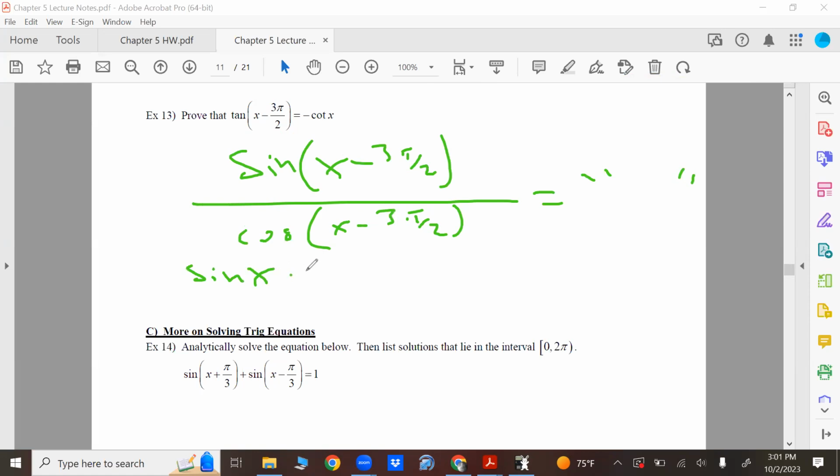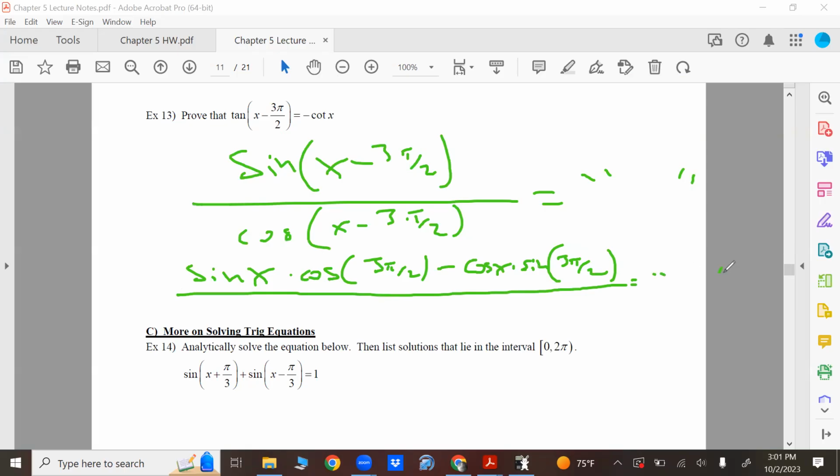Let me think here. Guys, quiet, please. Thank you. Times cosine of 3 pi over 2. Minus, no, plus. No, it's minus. You're right, thanks. Cos x times sine of 3 pi over 2. A lot of things are going to cancel very nicely. And then that's going to be cos x times cosine of 3 pi over 2 plus sine x times sine 3 pi over 2.